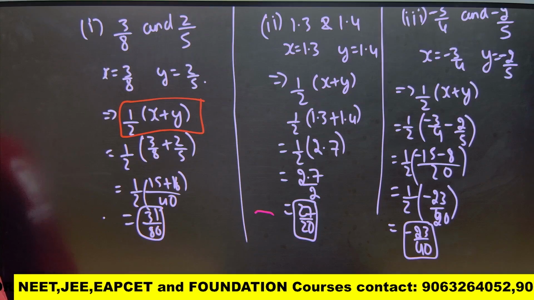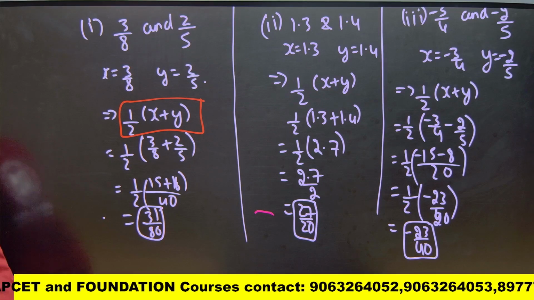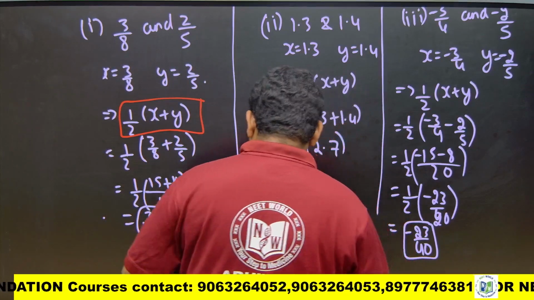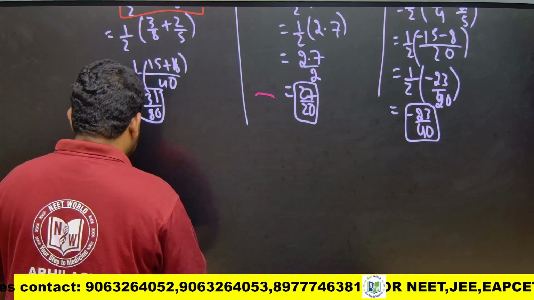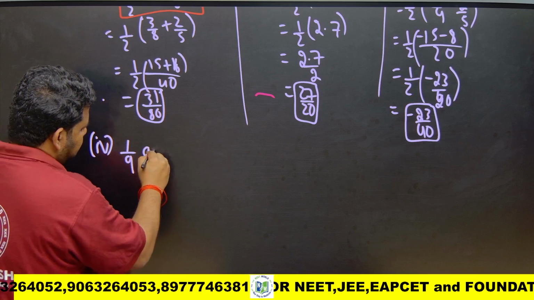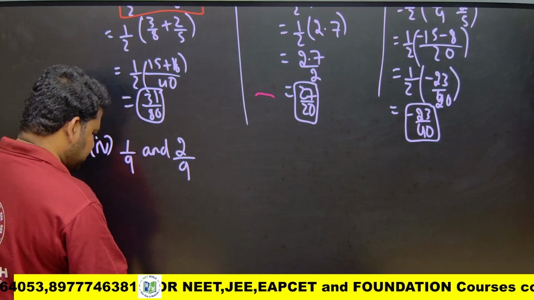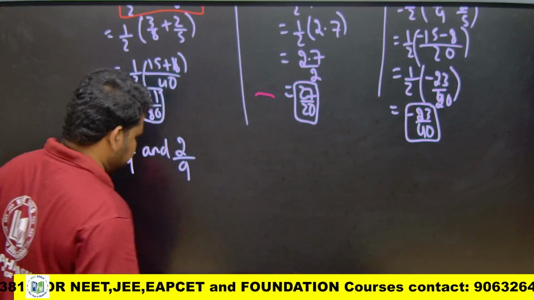Okay. So the next question that we have is 1 by 9 and 2 by 9. Find a rational number between 1 by 9 and 2 by 9. This is the question.